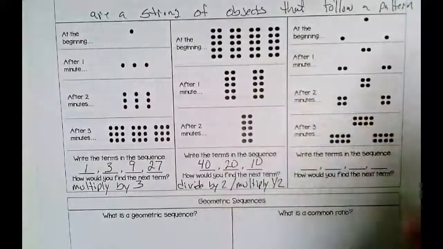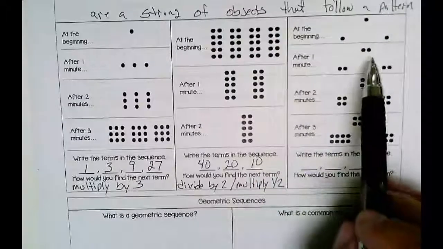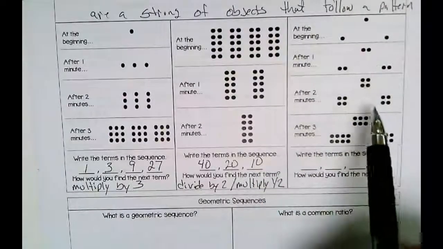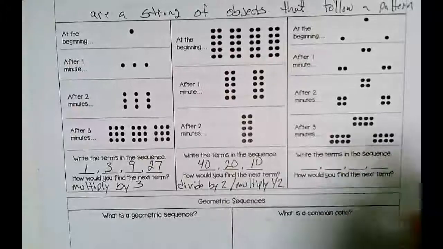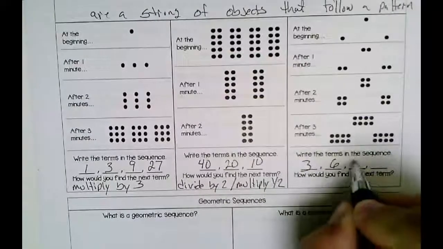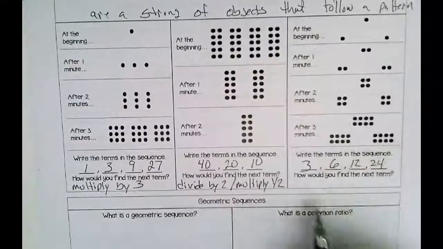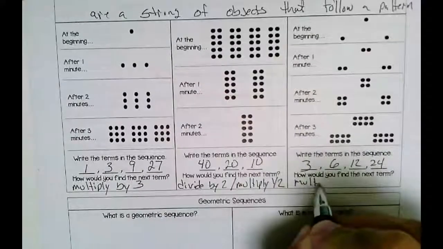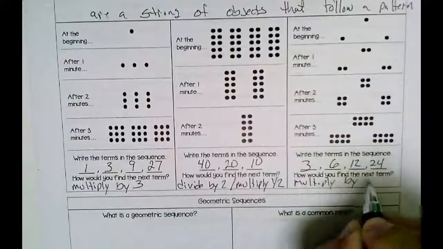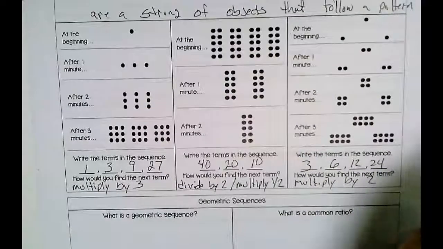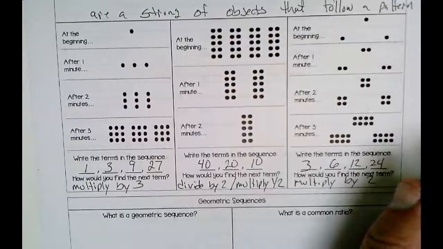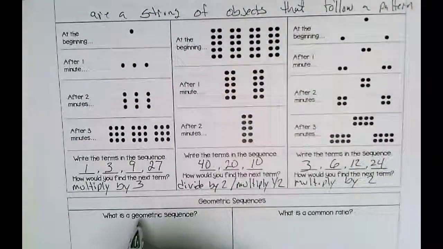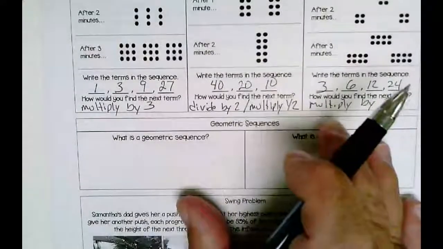And then our last sequence, we have 3, 6, 12, and 24. How did you find the next term? Obviously, multiply by 2. Okay? So, in an arithmetic sequence, we said we used addition and subtraction. In a geometric sequence, we use multiplication and division.